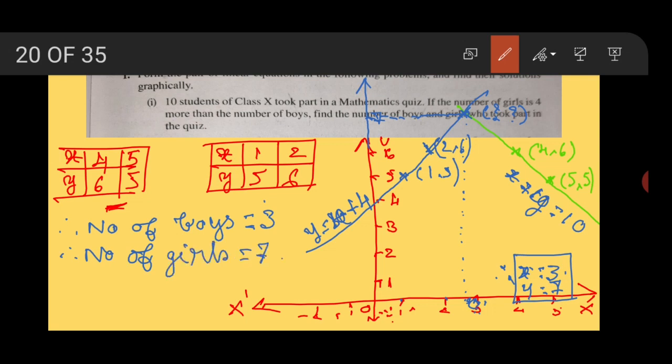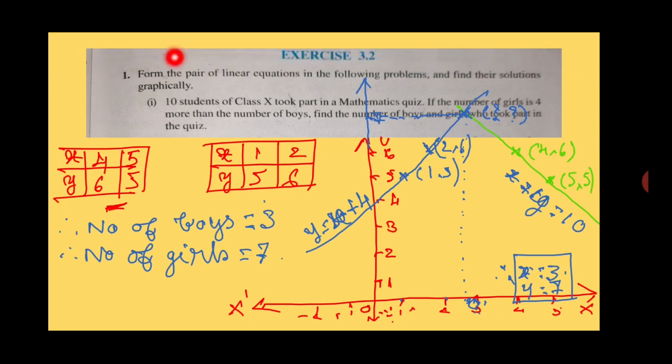Now you can verify total number of students is equal to 3 plus 7 is equal to what? 10. Yes, it holds good. Total number is equal to 10. And number of girls is equal to 4 more than the number of boys. 3 plus 4 is equal to what? 7. So this holds good.